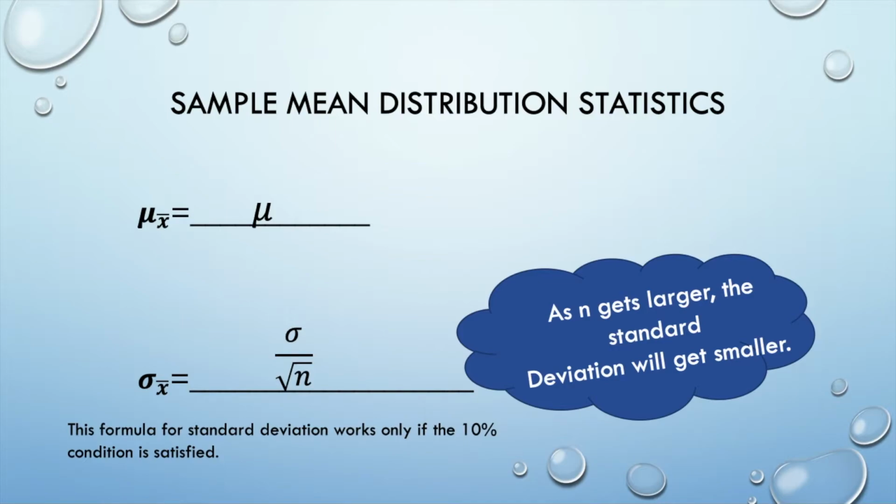So this formula for standard deviation, though, only works if the 10% condition is satisfied, and you should recognize the 10% condition from before. It has to do with independence of each of the samples. So if my population size is greater than or equal to 10 times the sample size, then that satisfies that condition. So that's one of the conditions we have to check when we do problems later.